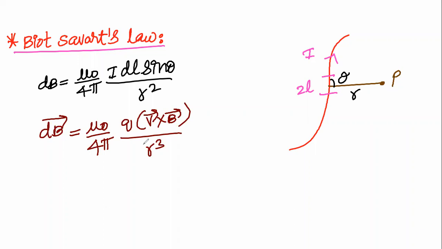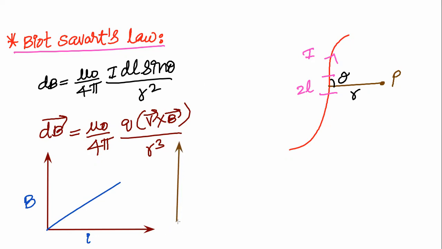Okay. So when we plot the graph between the magnetic induction and distance, the graphs will be like this. If I plot the graph between the magnetic induction and current, the graph will be like this. If I plot the graph between the magnetic induction and the distance, magnetic induction is taken along the y-axis and distance is taken like this. Therefore, the shape of the graph will be like this.